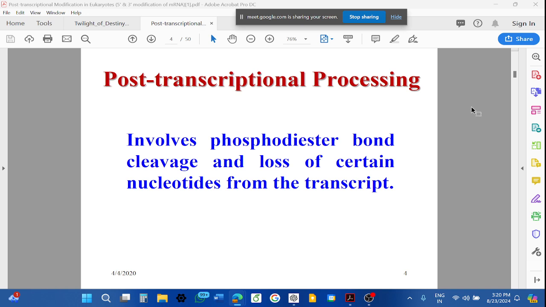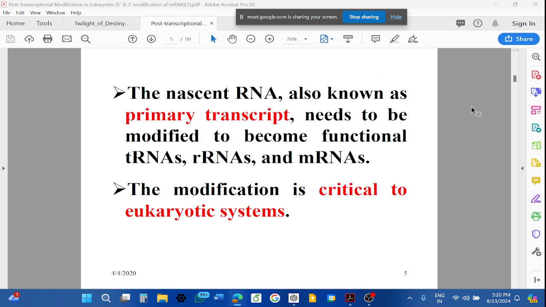So what happens in post-transcriptional splicing? There is a cleavage of the phosphodiester bond, and certain regions are removed from this nascent RNA or heteronuclear RNA. The nascent RNA is also known as the primary transcript. It needs to be modified to become functional tRNAs, rRNAs and messenger RNAs. This is a very critical system in eukaryotes. This modification is something which defines the eukaryotic system.